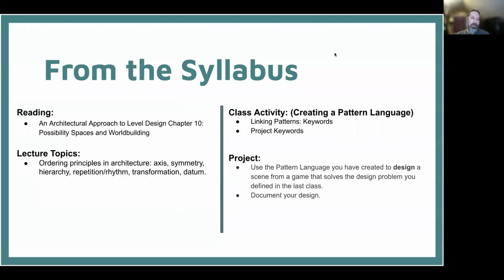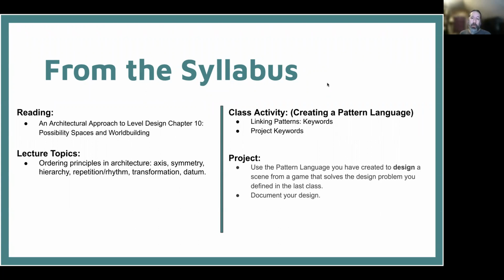From the syllabus, we're going to be doing an architectural approach to level design, chapter 10, talking about possibility spaces in world building. In class, we'll also talk about a few of your patterns. Should be able to do that this week. We have a little less to go over from the chapter. And the lecture topics will be the ordering principles in architecture, which are listed here. Talk about those in just a second.